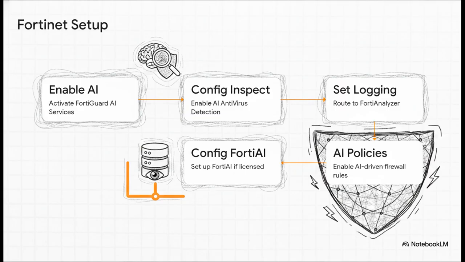You enable FortiGuard AI, configure AI-based antivirus inspection, ensure your logs are flowing to FortiAnalyzer, and then, this is absolutely crucial, enable AI-driven firewall policies. Why does this matter? Because you are building a fabric of AI detection right at your network's gateways. Threats get stopped at the front door, way before they ever reach your servers.